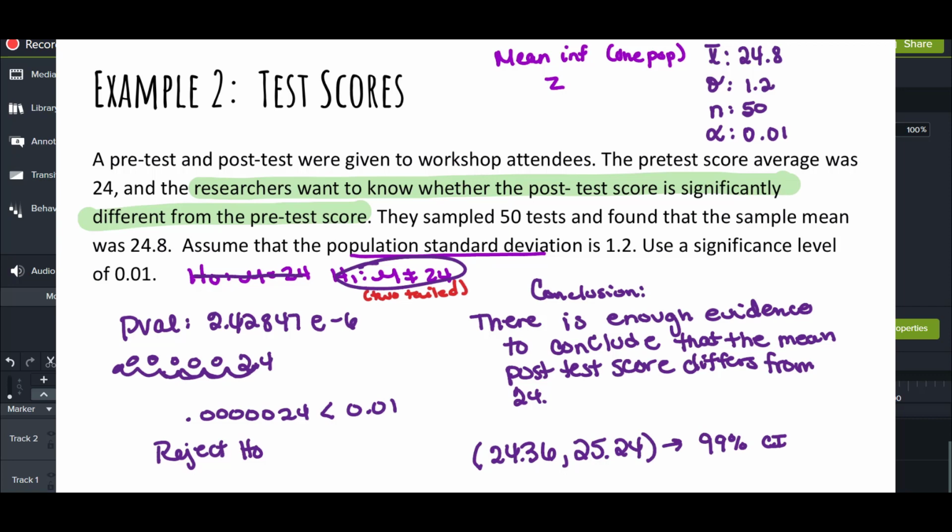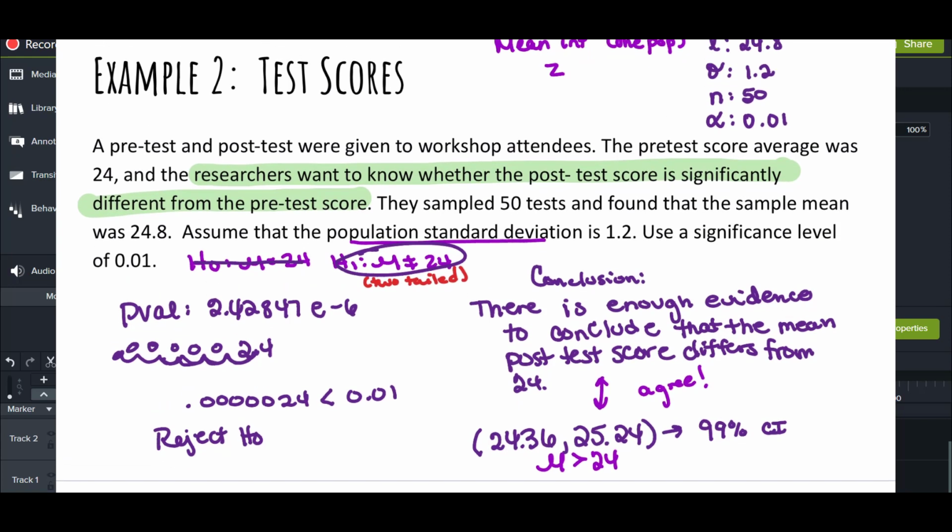And so what I want to tell you is, did the two of these agree? Does this conclusion agree with this? Well, this suggests that the mean is greater than 24 because the entire confidence interval is greater than 24, and greater is different than 24. And that is what we concluded. So these two, they agree.